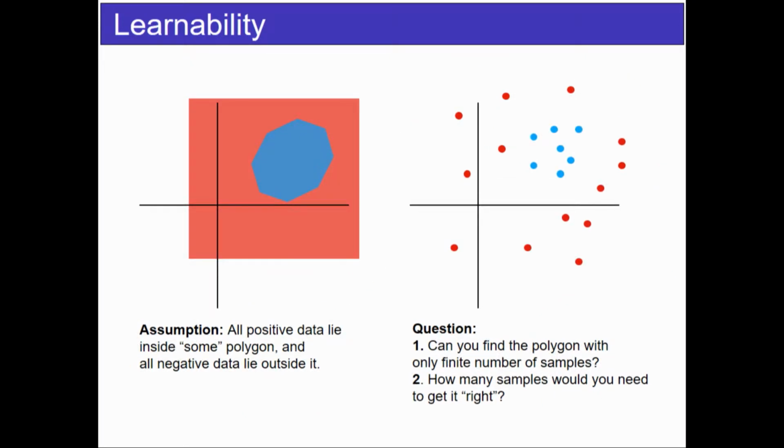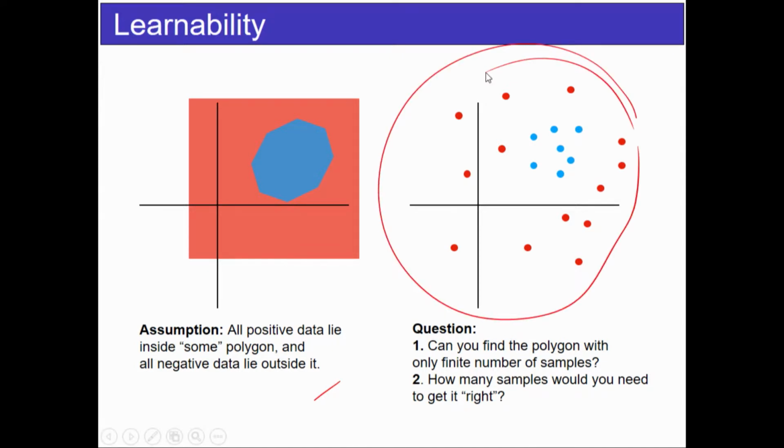Okay, so we'll do one more. Here, the assumption is that all positive data lie inside some polygon. It could be some polygon, and all negative data lie outside it. So this is the assumption. And the question is, once again, you never see this. What you see is this. And can you find that polygon with only a finite number of samples, and how many samples would you need?